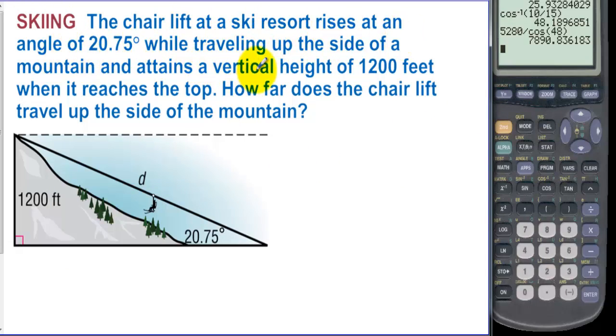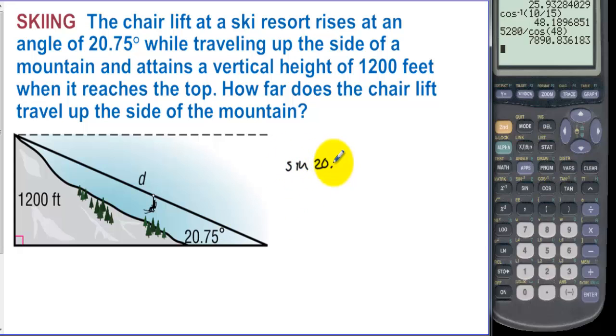The chairlift at a ski resort rises at an angle of 20.75 degrees while traveling up the side of a mountain and attains a vertical height of 1,200 feet when it reaches the top. How far does the chairlift travel up the side of the mountain? Well, we have the opposite side and we have the hypotenuse with respect to the angle that's given. Now that relationship is sine.